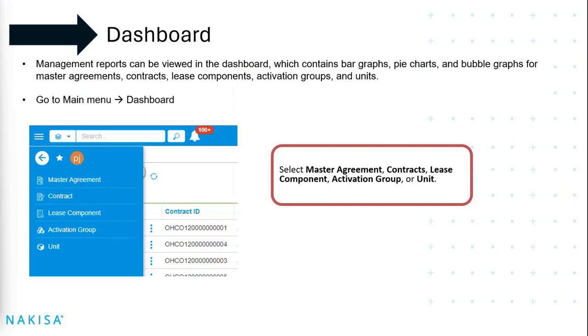So we have the option of viewing the list of master agreement, contract, activation group, lease component level, and unit level in graph form, pie chart, etc. We can access a dashboard from the main menu by clicking on dashboard.